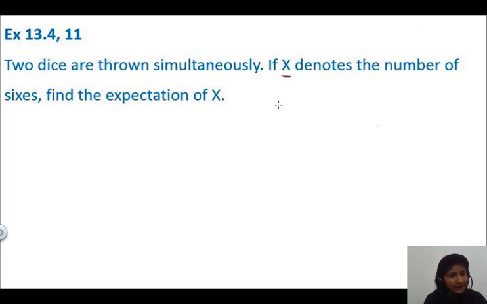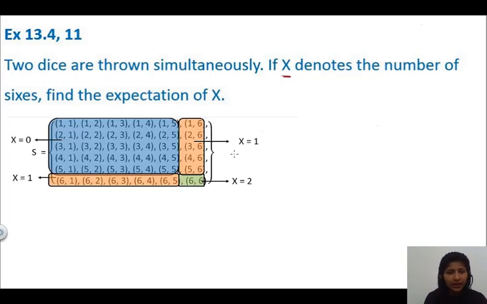On any one die we can get 6, or on both dice we are getting 6. Correct? So just see this table here in which x is 0, x is 1, x is 2. We have marked the outcomes favorable to x equals 0, where there is no 6, x equals 1 when there is one 6, and x equals 2 where there are two sixes. Correct. Now can we form the probability distribution table here?